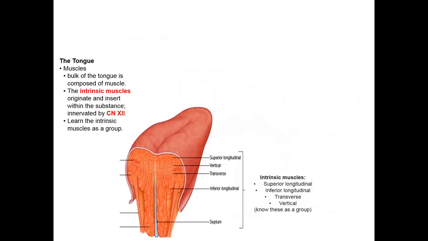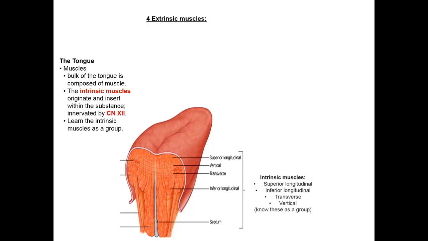So let's take a look at the tongue from behind. As you'll see in this diagram, we have 4 intrinsic muscles. They actually have names, but I want you to just think of these as a group of intrinsic muscles. You can tell by their names the direction that they would pull fibers, and that accounts for a lot of the different contortions that your tongue can have as you're singing or chewing food. All of these muscles are innervated by cranial nerve 12. Again, learn these muscles as a group of intrinsic muscles.